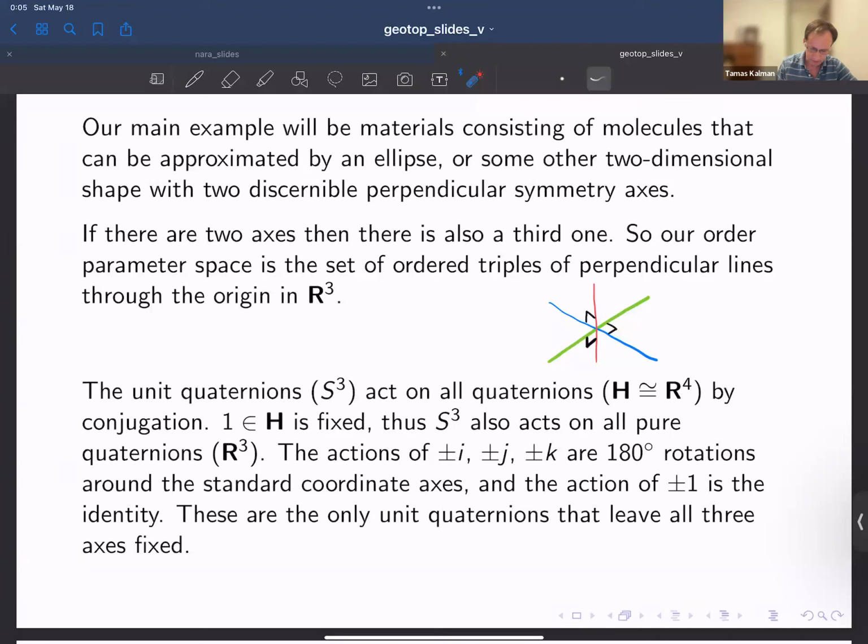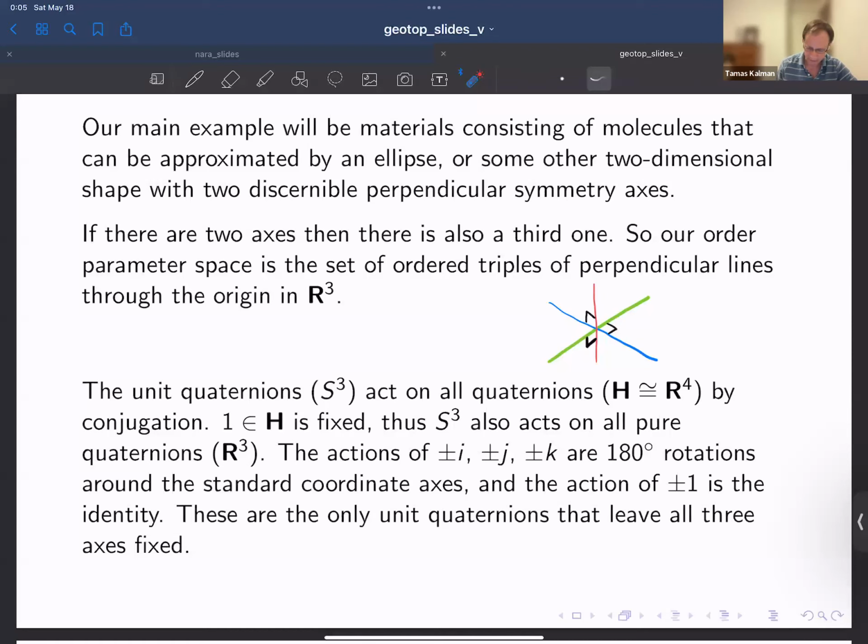What happens is that the unit quaternions, of course, form the set S3. Well, it is the unit sphere in the set of all quaternions, which is isomorphic to R4. Then if you use the unit quaternions, you can act by them on all quaternions by conjugation. Now, one is obviously fixed, therefore its orthogonal complement, the space of so-called pure quaternions, is also fixed. So now you have your action on R3. That's how this is going to be relevant. Of course, R3 is where these three axes live.